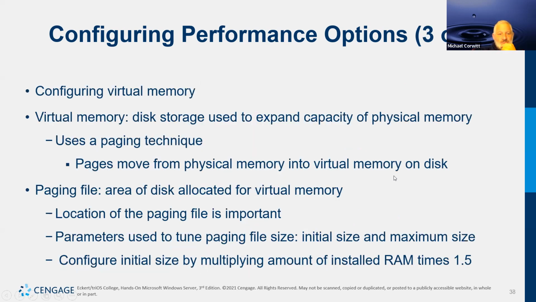Configuring virtual memory. Virtual memory is disk storage used to expand the capacity of physical memory using paging techniques. A page moves from physical memory to virtual memory on disk. The paging file is an area allocated for virtual memory. The location of the paging file is important. Parameters used in determining paging file size are initial size and maximum size. Configure the initial size by multiplying the amount of installed RAM by 1.5.